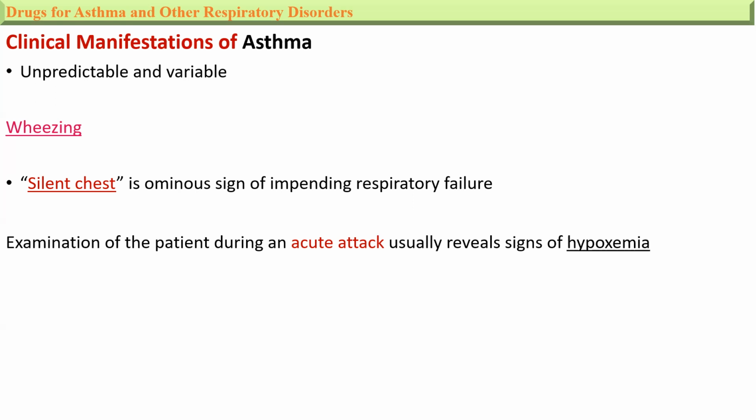Now, silent chest. If the patient has been wheezing and then there is an absence of wheeze, that is called silent chest. The patient is obviously struggling, and that is a life-threatening situation that may require mechanical ventilation. The examination of the patient undergoing an acute attack usually reveals signs of hypoxemia. These signs include restlessness, increased anxiety, inappropriate behavior, and increased pulse and blood pressure.